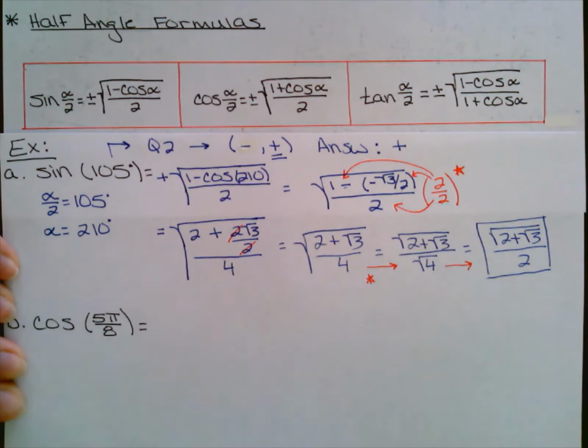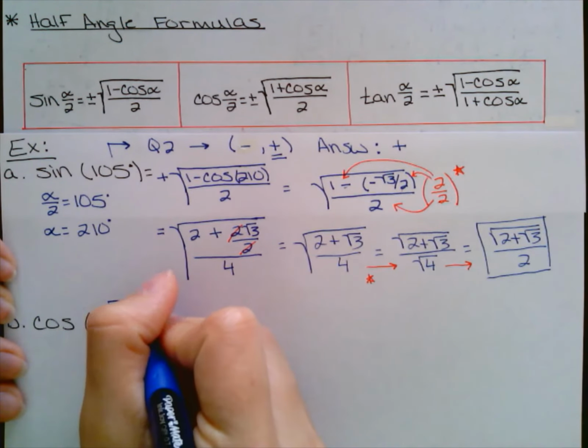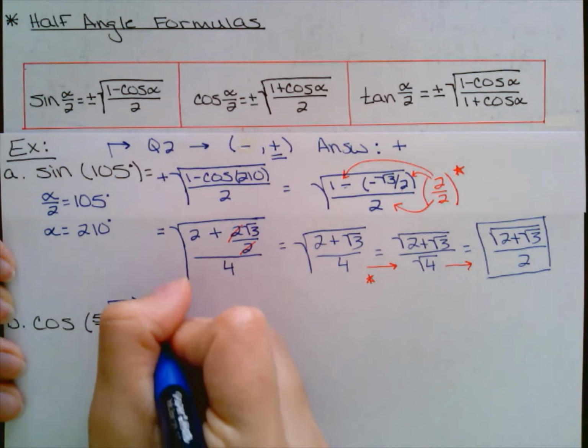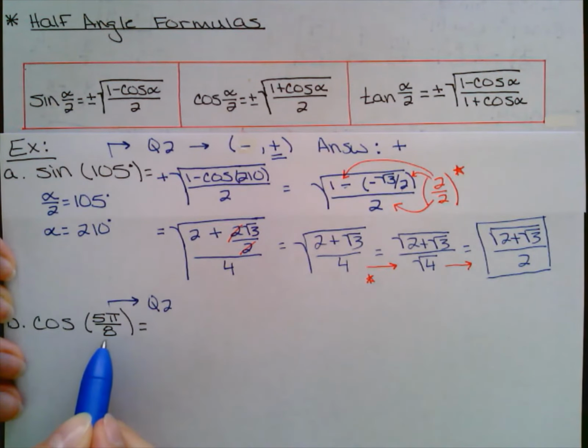Cosine of 5 pi over 8. 5 pi over 8 is not in my unit circle, which is why I want to change it. Okay? For starters, 5 pi over 8 is in quadrant 2. I know that because 5 over 8 is more than a half, but less than a whole. Okay?